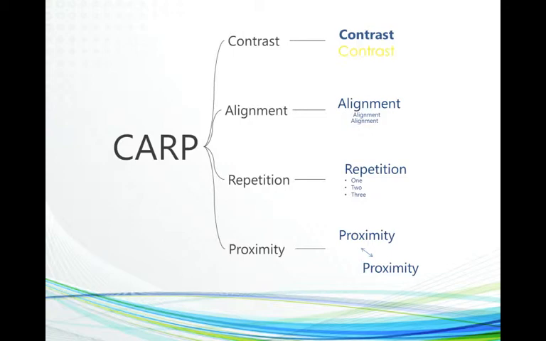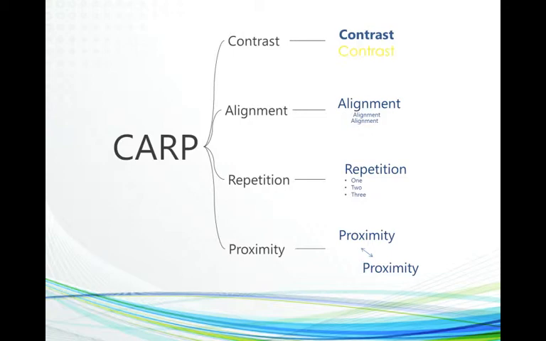Now, the C.A.R.P model is a great tool for any person involved in online learning to be able to have and to use. The C.A.R.P model stands for contrast, alignment, repetition, and proximity. And these are four key design tools that are critical in order to develop the competencies that are needed for visual design in online learning.